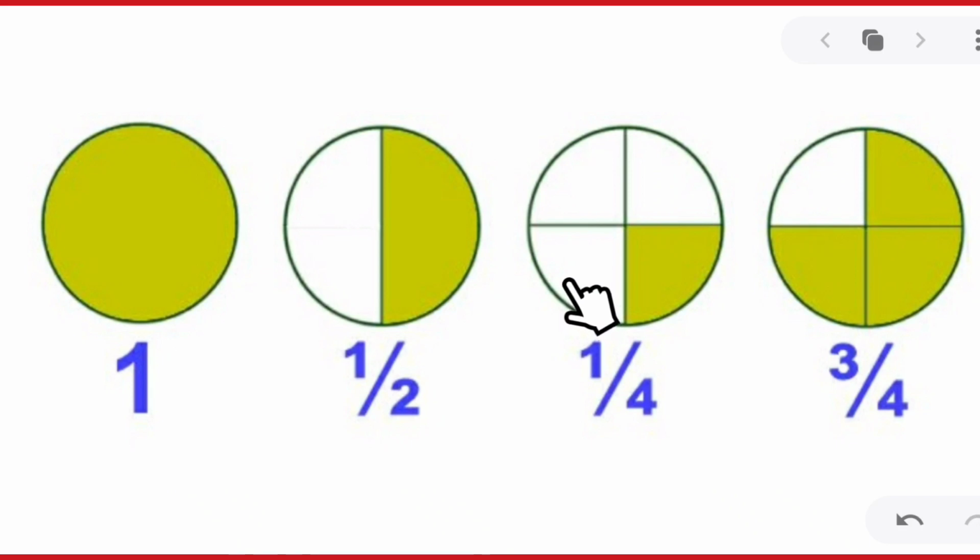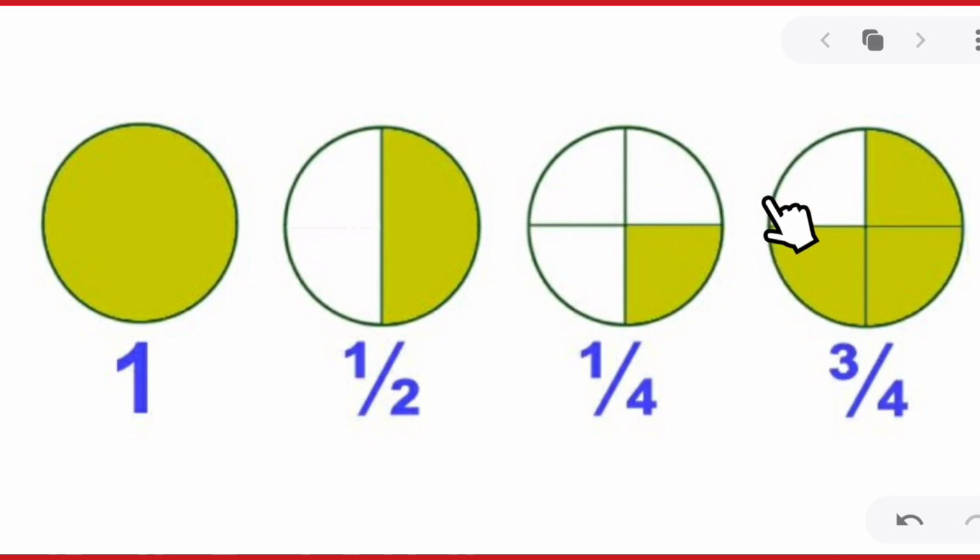Next, the full circle we have to divide into 4. We have to divide into 4 columns, means 1, 2, 3, 4. One part is shaded, so how do we write the fraction value? One part shaded, 1 by total parts is 4. So 1 divided by 4.